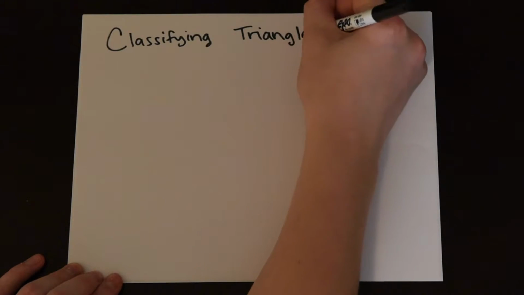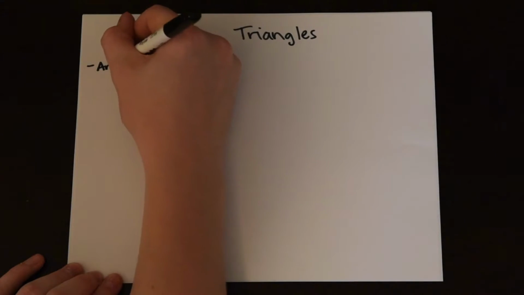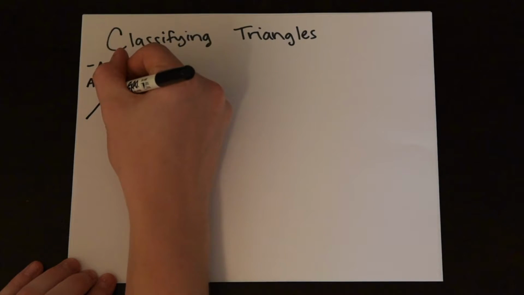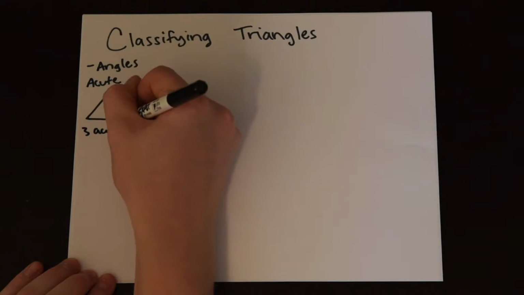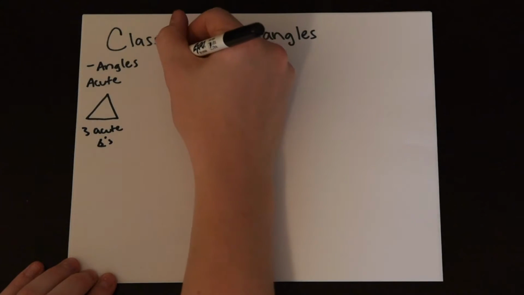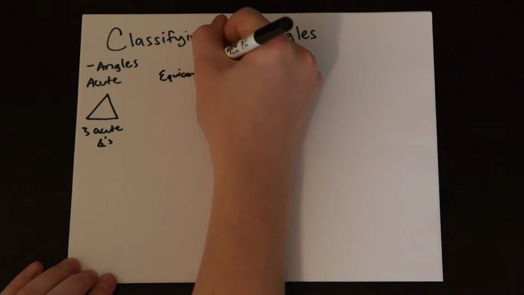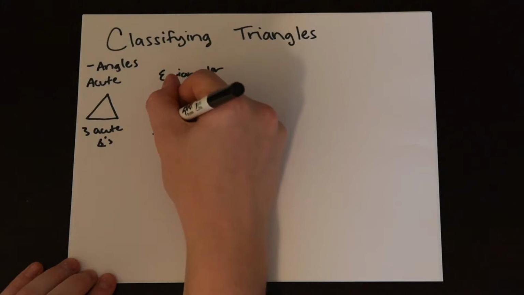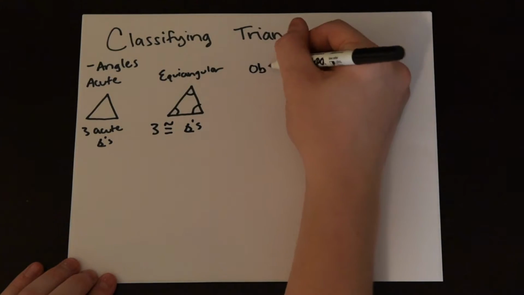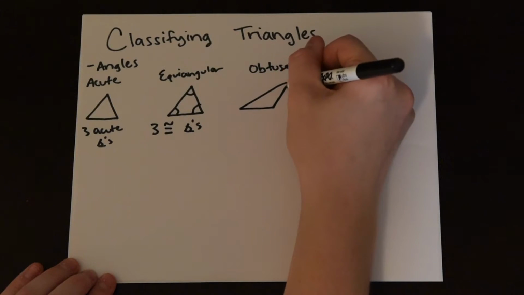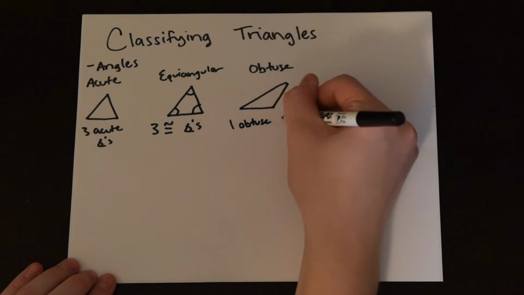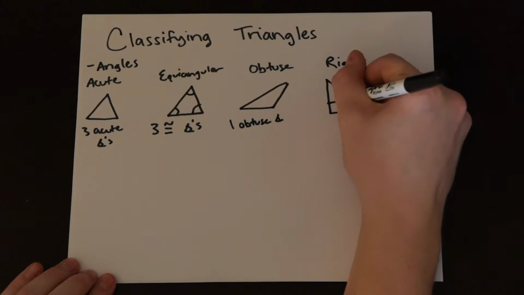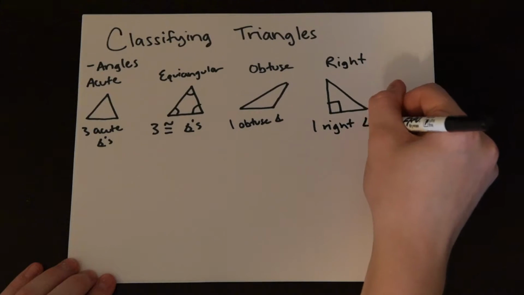This topic deals with classifying triangles. The first way to classify triangles is based on their angles. An acute triangle has 3 acute angles. An equiangular triangle has 3 congruent angles. An obtuse triangle has 1 obtuse angle. And a right triangle has 1 right angle. And of course, that right angle always equals 90 degrees.